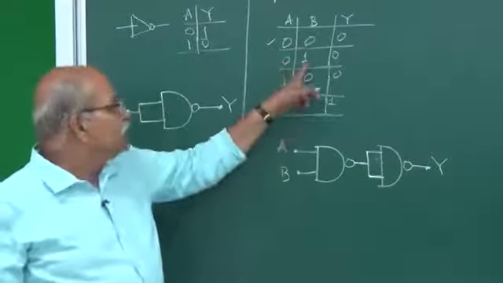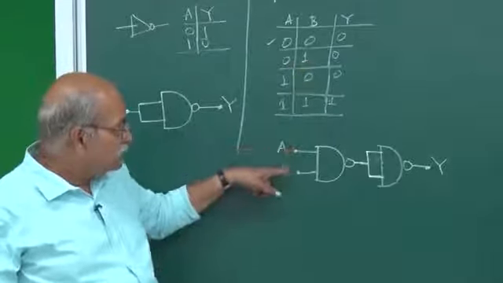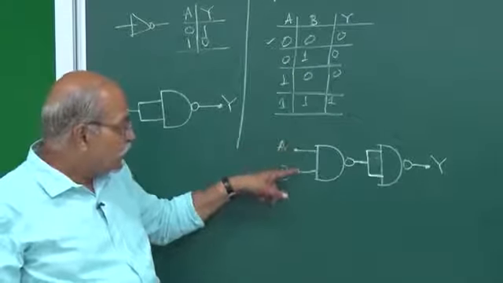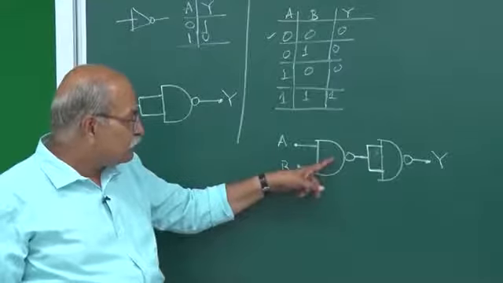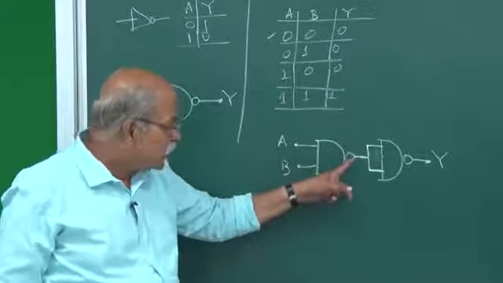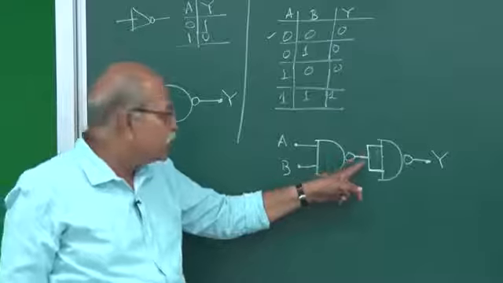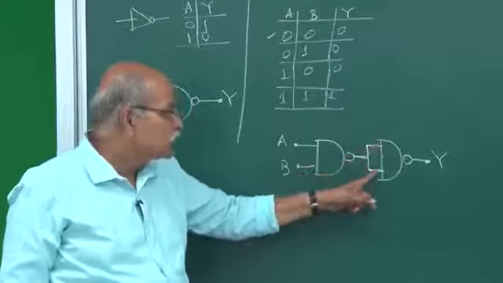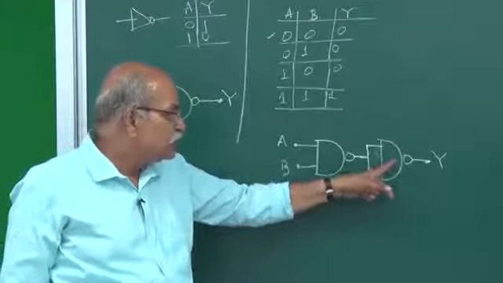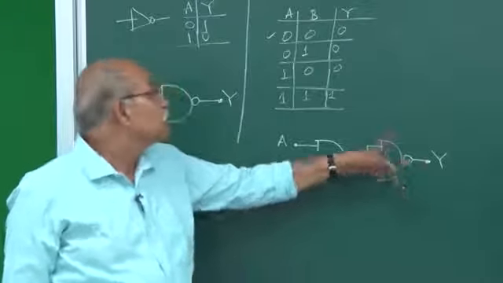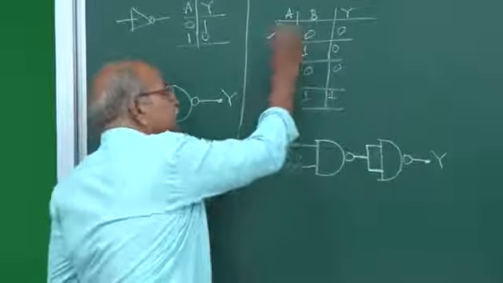A is 0, B is 1. So A is 0 and B is 1. 0 and 1. AND gate will give me 0. And therefore NOT of that will be 1. And so here it goes 1, here it goes 1. And 1 and 1, AND will give me 1, and NOT of that will give me 0. So this is 0, that's fine.